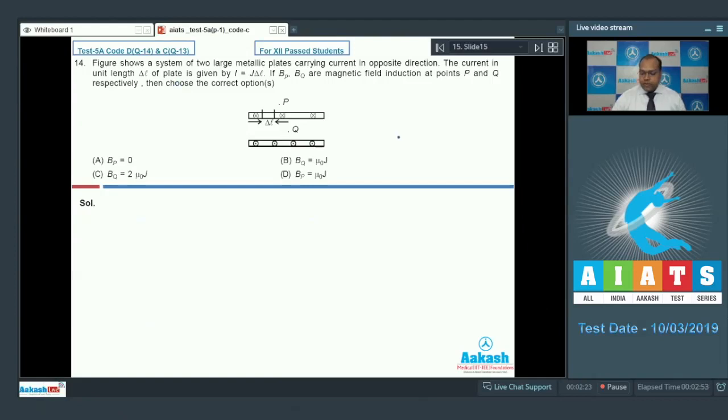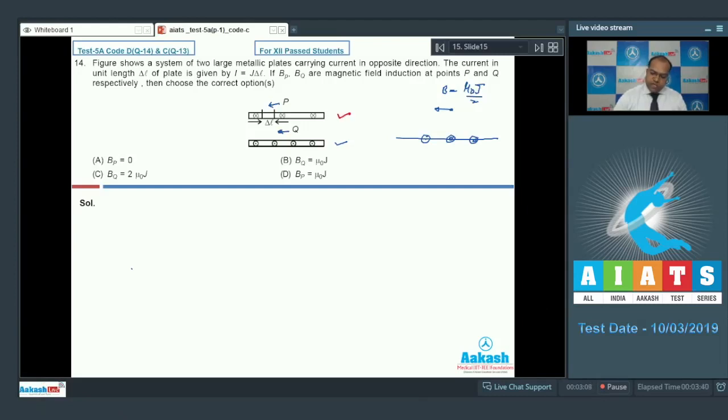So we know that suppose if there is a sheet and the current is coming out of the sheet and its linear current density is J, then the magnetic field at some distance is given by, due to this infinite sheet, is in this direction if the current is coming outside, and the magnetic field value is given by mu naught into J by 2. So if I use this result, the magnetic field due to this sheet at point P and Q is in this direction, and it is equal to mu naught into J by 2.